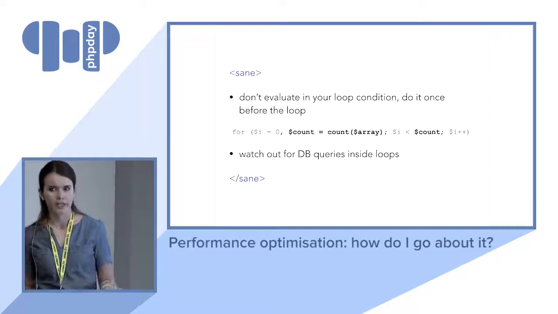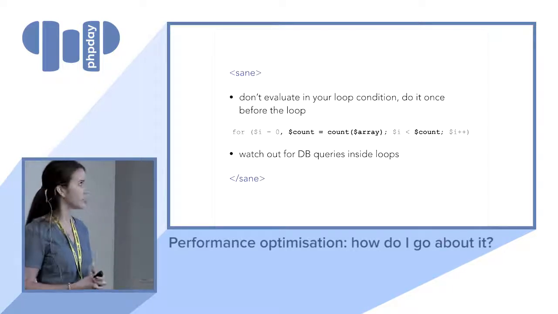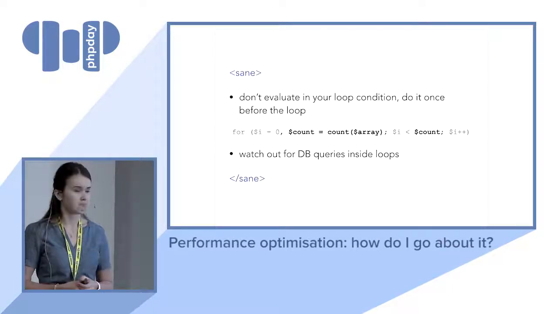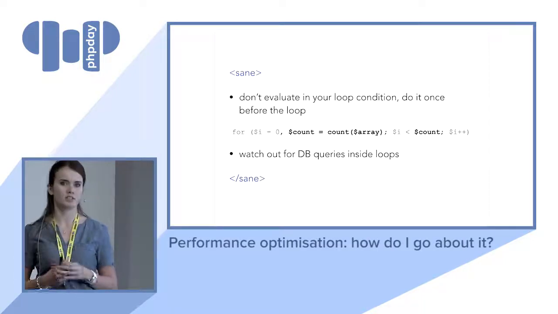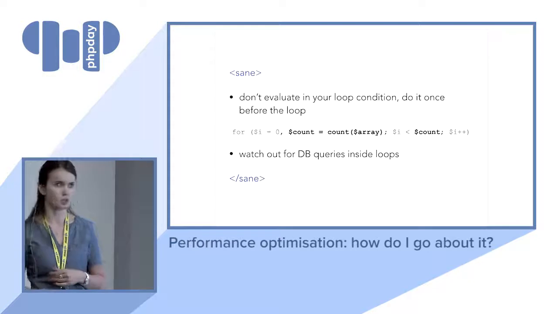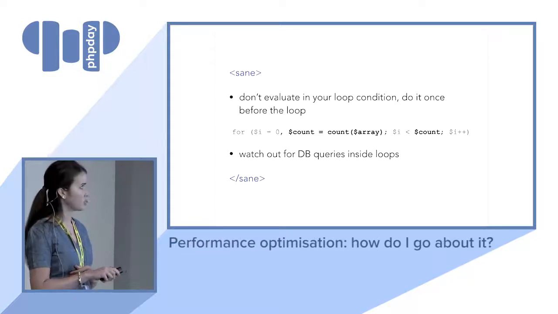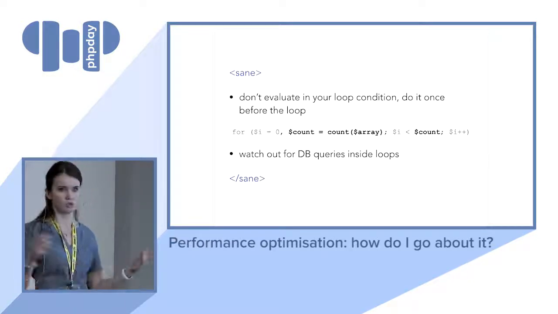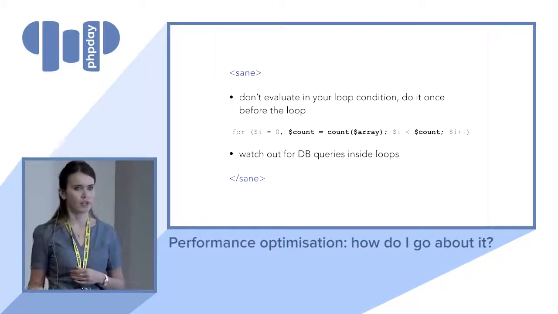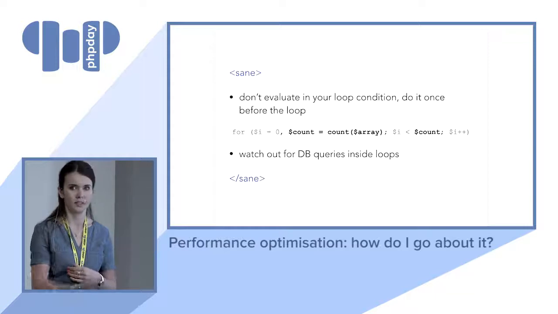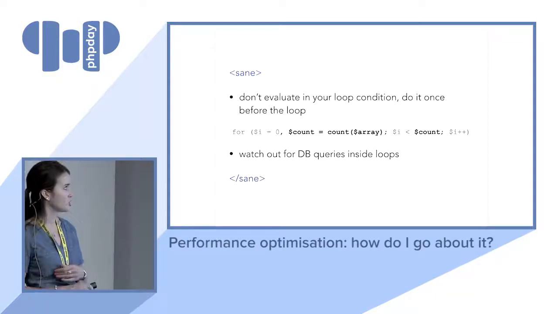So then when you start Googling, you find some pretty sane advice on the internet. You might find things like don't evaluate the condition of your loop inside your loop. So in here, that's the issue. We're just looping from 0 to the end of the array, but we're actually counting the end of the array every time we make an iteration through the for loop. So you should probably take that out in front of the loop and just do it once instead of all the time.